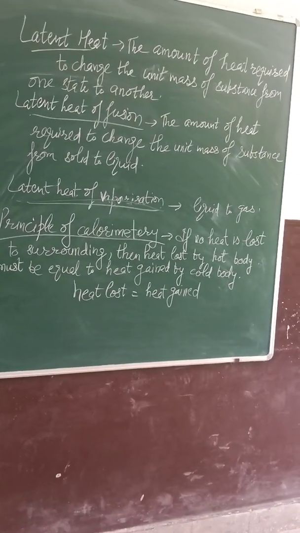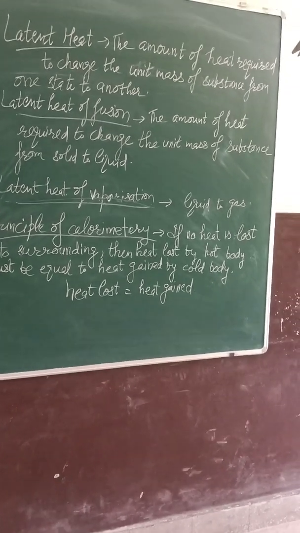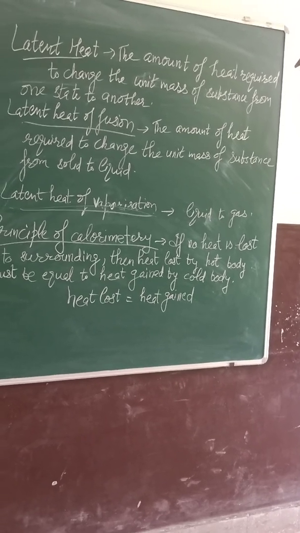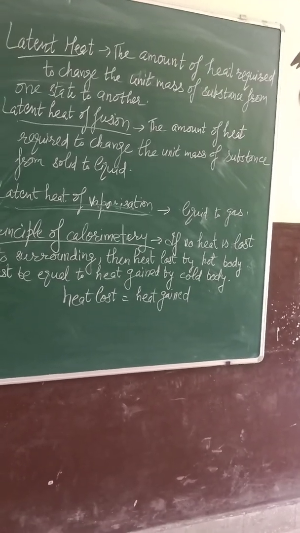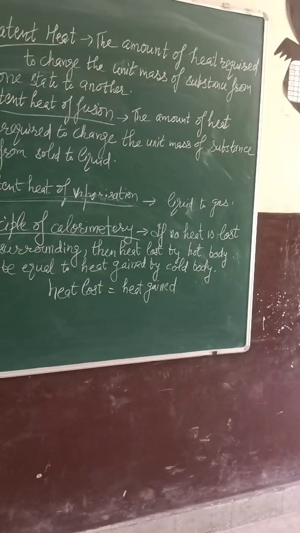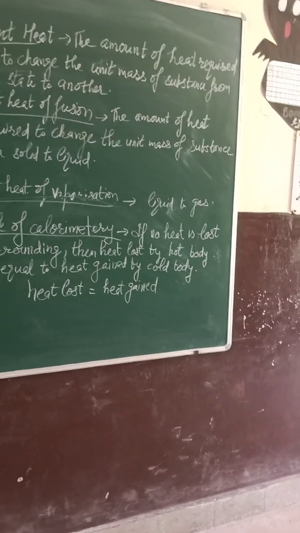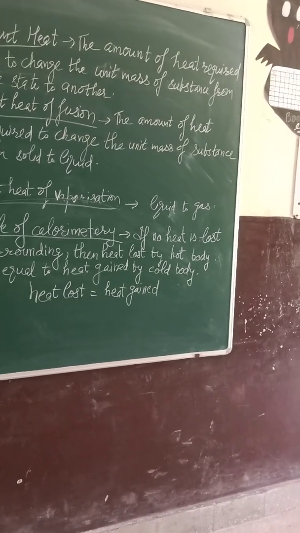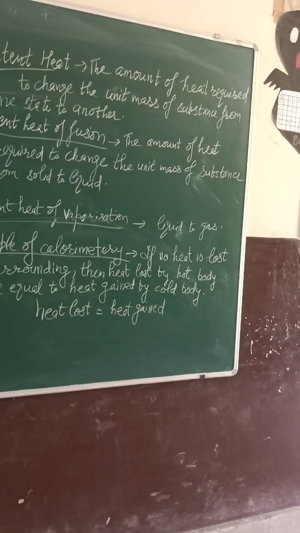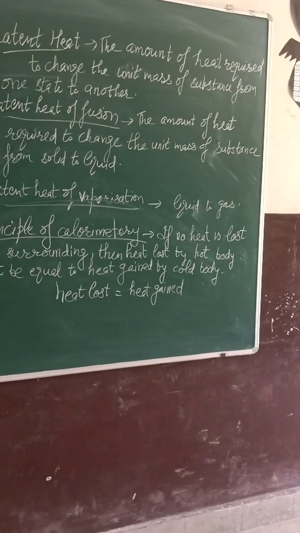If we assume that there is no loss of heat by any method, कोई loss नहीं हो रहा है किसी भी method के नाल, then we assume that the heat lost by the hot body must be equal to the heat gained by the cold body. Clear? So this is called the principle of calorimetry and it is also known as the principle of mixtures. So when we mix a hot body with a cold body, they lose and gain heat by the same amount.